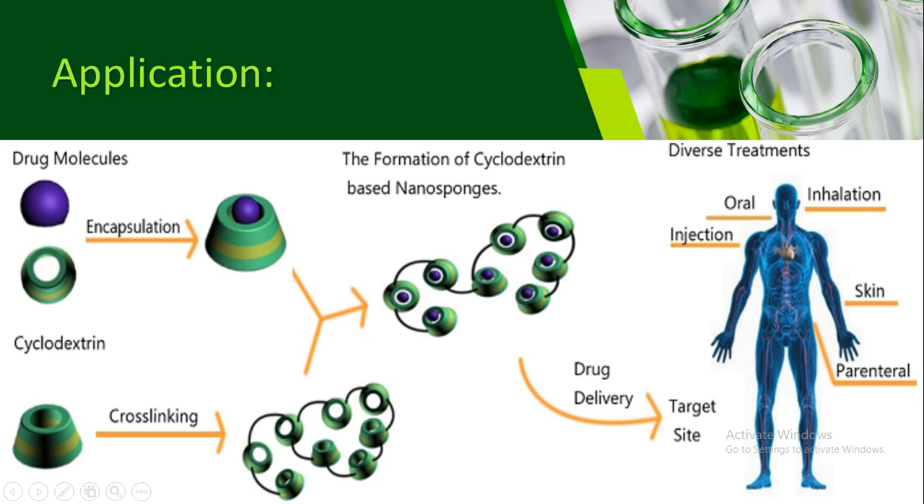So when we prepare cyclodextrin nanosponges, that means we have a lot of cavities linked together with the cross-linkers in order to make a drug delivery to the target inside the body.